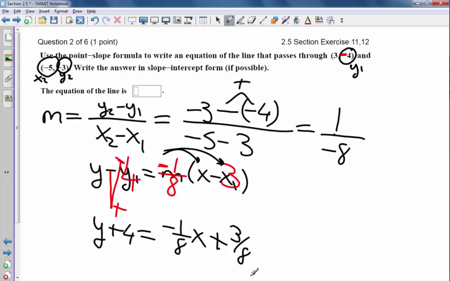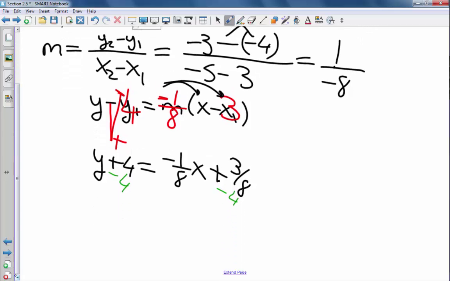Good. You're one step away from the final result, which is, what do you need to do? Subtract 4 and add it into this side. Hence, we get y equals -1/8 x. 3/8 minus 4 is, that's a hard math. How do I subtract a fraction and a whole number? Well, 8 minus 4 is 4, right? How do you subtract them? Without a calculator?